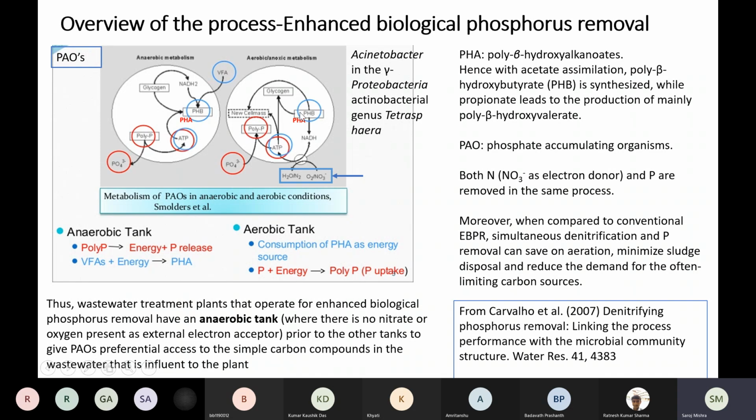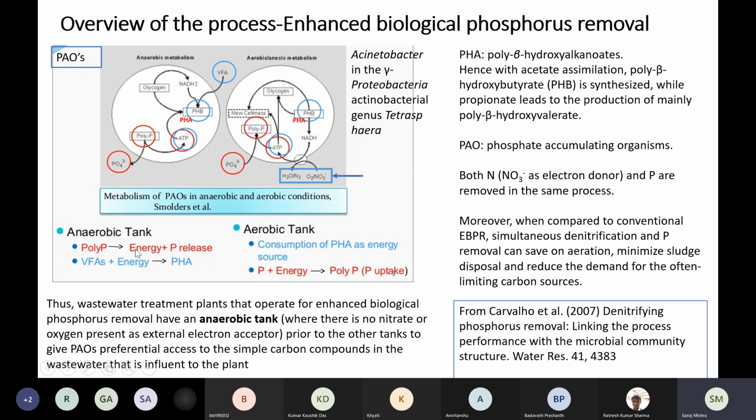Now, during the aerobic leg, which we called the second leg, the phosphate from the environment is taken up by the cell. It is built into the cell biomass, and at the same time, the PHA is broken down and glycogen is accumulated. Just for the ease of understanding, the major steps are listed down here.